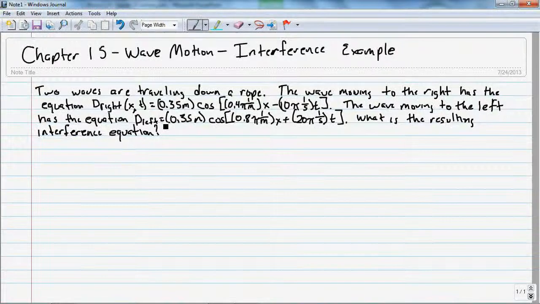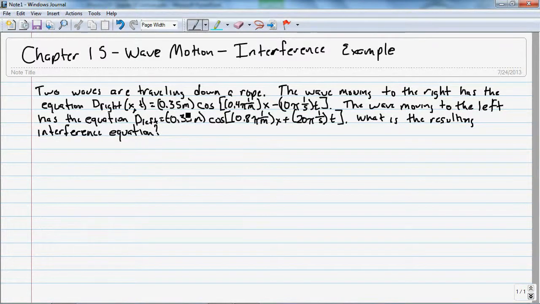Let's take an example of some interference. We're going to look at one problem. We're looking at two waves that are traveling down a cord or a rope. One's moving in the right direction and one's moving in the left direction. I actually forgot to put a minus sign in here for the second one, so we'll put that in here.